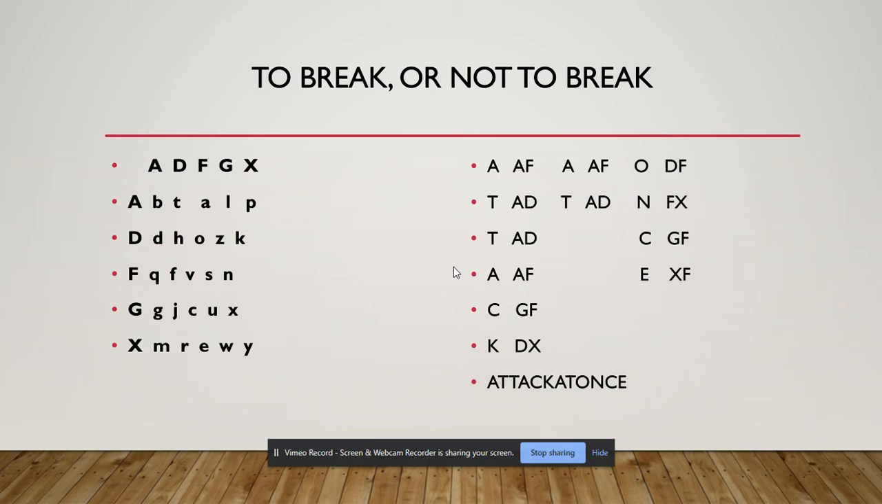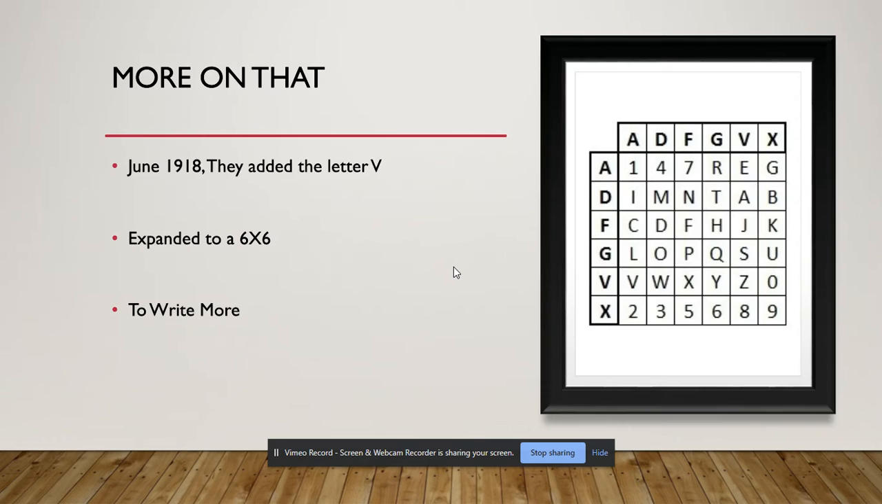Now, this was the original 5 by 5 code that they started with, that Colonel Nebel made. But it could use a little bit more work. As you can see, there's no numbers in this, right? And so now we are going to go more on that.